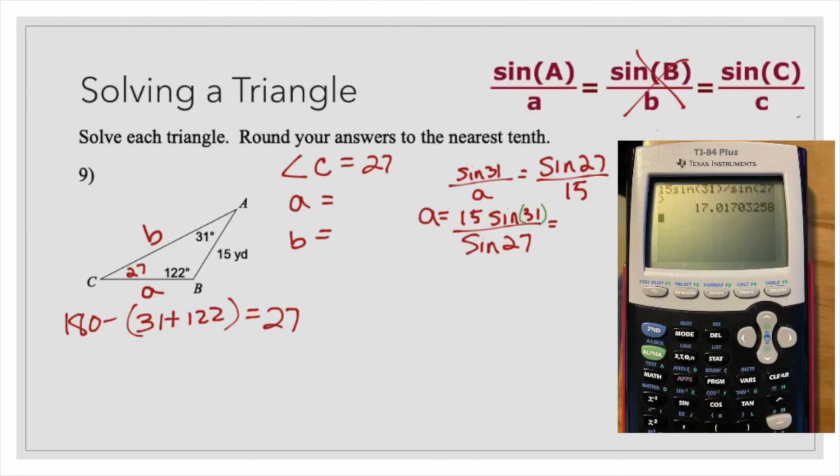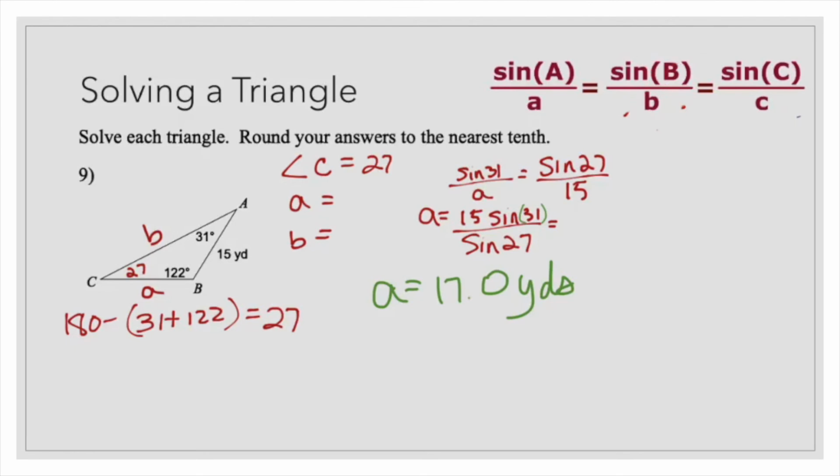All right, when I put it in my calculator, I typed in the 15 sine 31. I closed my parentheses, and then I put in the sine 27 with the divide, and I got 17.01. We're rounding this to the nearest tenth, so I will have A equals 17.0. And notice that it has a unit over there of yards. Let's move on and do B.